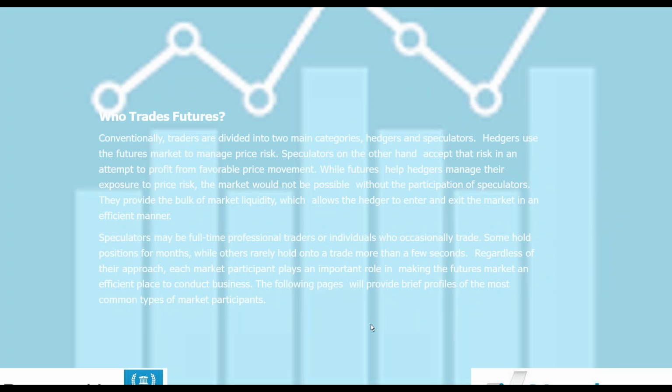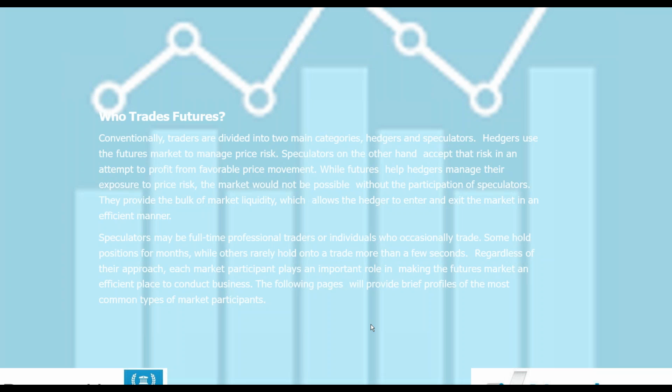Conventionally, traders are divided into two main categories, hedgers and speculators. Of course, we would fall under speculators. Hedgers use the futures market to manage price risk. Speculators, on the other hand, accept that risk in an attempt to profit from favorable price movement.